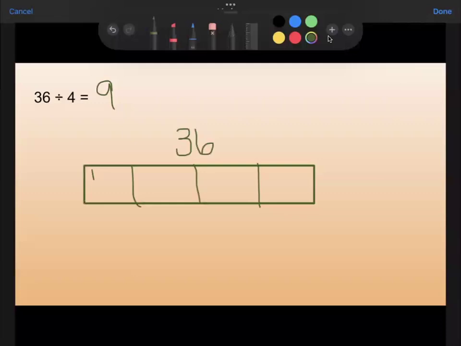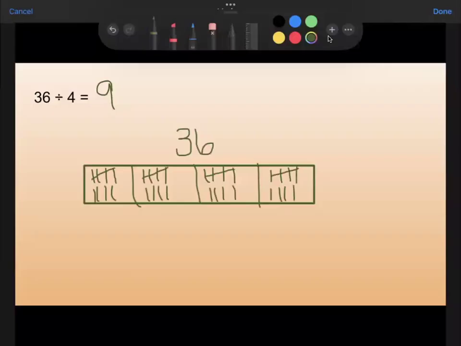So that would be 1, 2, 3, 4, 5, 6, 7, 8, 9, 10, 11, 12, 13, 14, 15, 16, 17, 18, 19, 20, 21, 22, 23, 24, 25, 26, 27, 28, 29, 30, 31, 32, 33, 34, 35, 36.